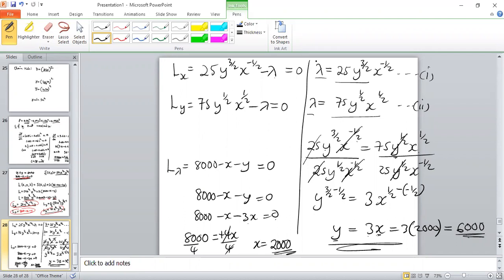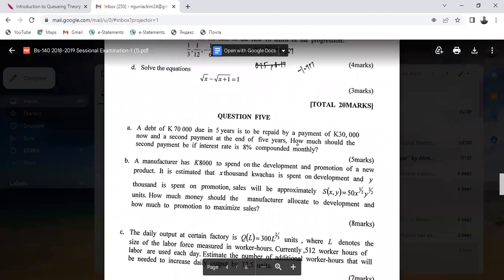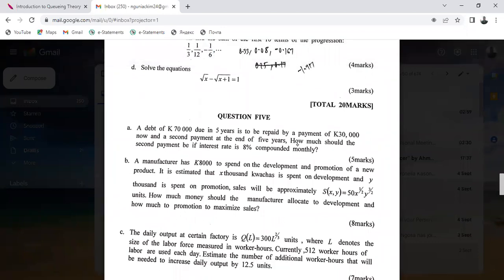So the question was asking about a manufacturer who spends 8,000 on development and promotion. On development, we should spend 2,000 because x denotes development. And on promotion, we should spend 6,000. So 2,000 kwacha will be spent on development, and the other 6,000 will be spent on promotion. Simple as that. Is it clear, my people?